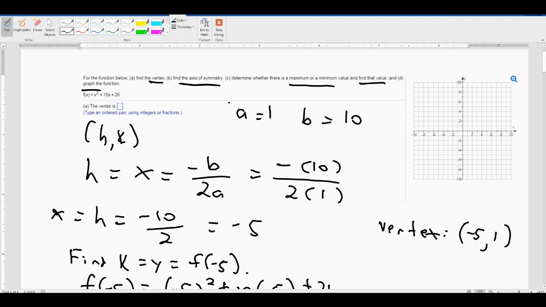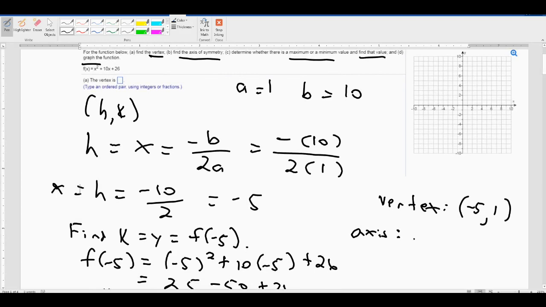So that's A part. Now B part is axis of symmetry. For that, all you do is write x equals the x value of the vertex, which means the axis of symmetry is x equals negative 5. It is a horizontal, or vertical line, I should say, an imaginary vertical line.